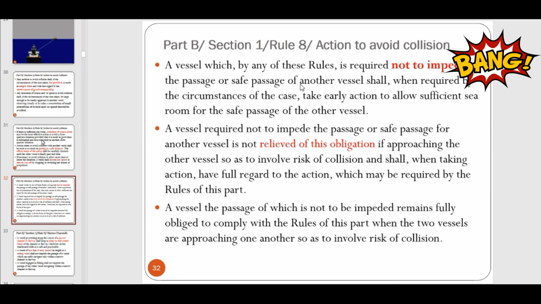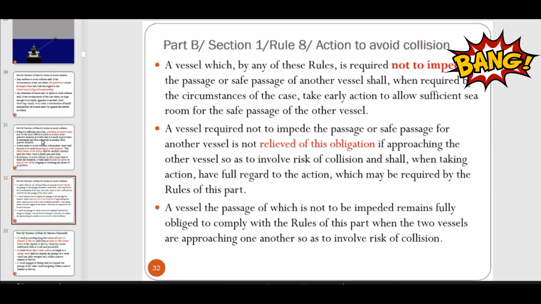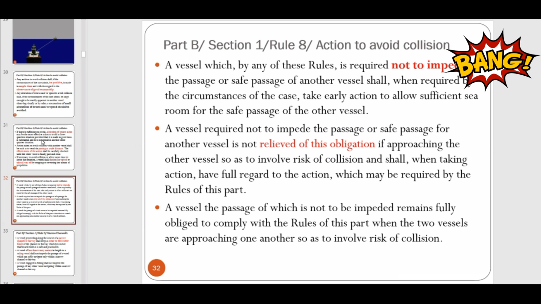Sir, it is saying that the other vessel whose passage is not to be impeded is also obligated by these rules when approaching to involve a risk of collision. That means it clearly indicates one thing, the responsibility. Exactly.